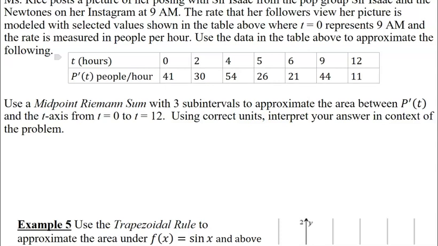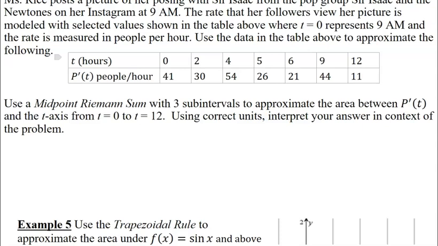Okay, so this is what I'm looking for. I'm looking for a way to break the time frame from 0 to 12 hours into 3 subintervals, and I need to have the t value of the midpoint of each of those subintervals. Okay, so take a second and see if you can figure out how you would break it.